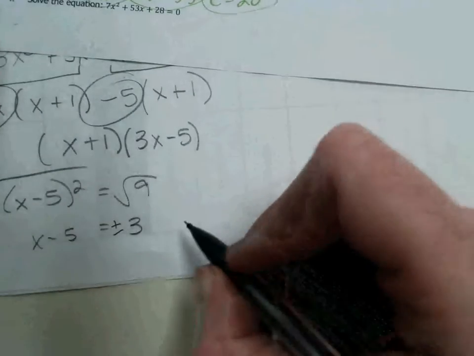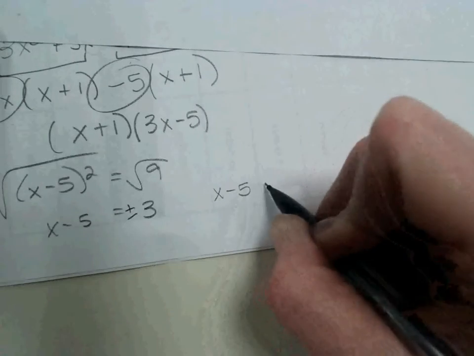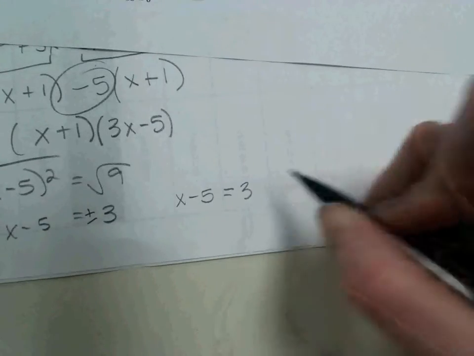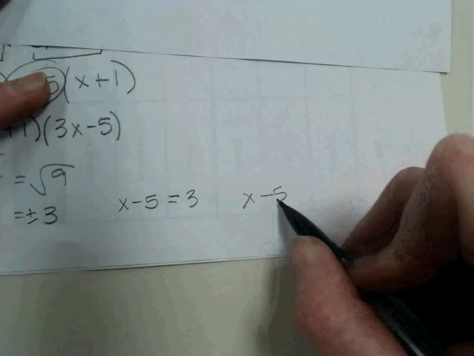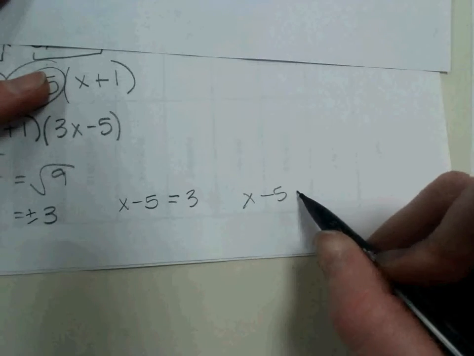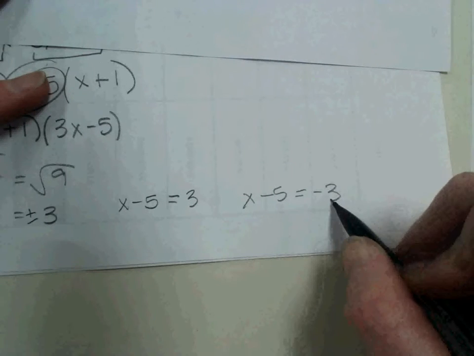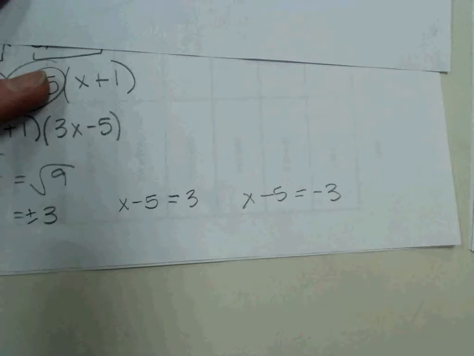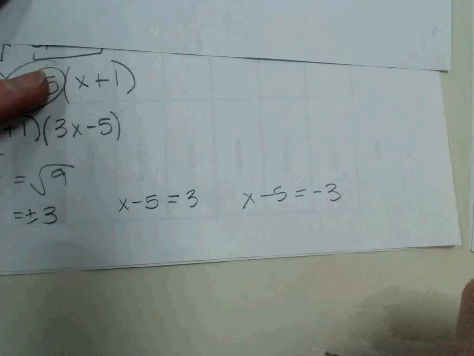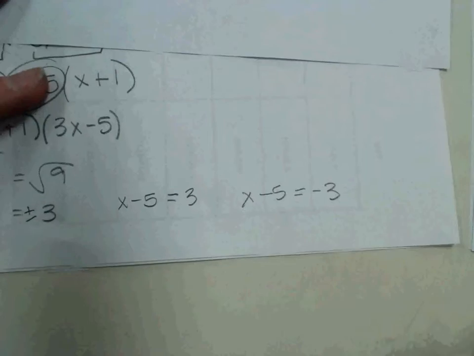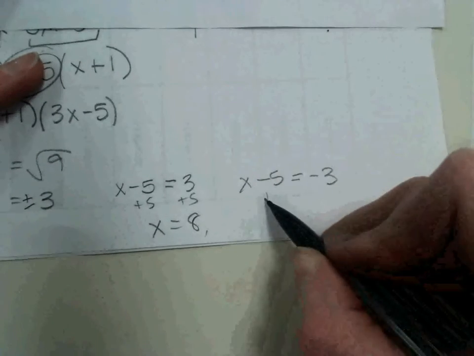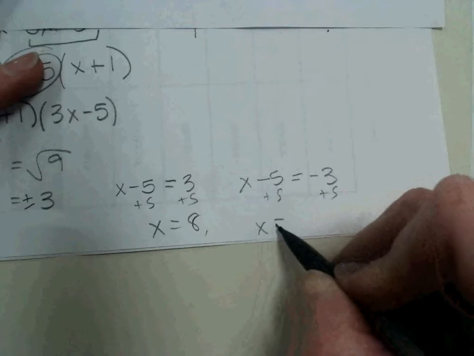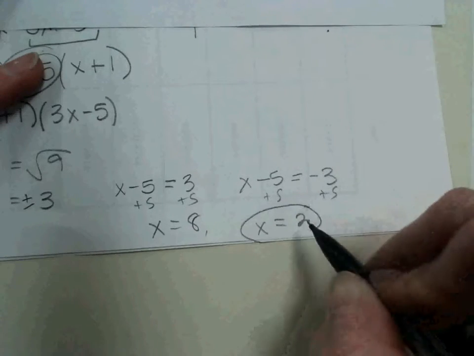And then, I think this is how Mrs. Graham did it. Make it into two equations. So x minus 5 equals 3, and x minus 5 equals negative 3. Right? Two different answers. Two entirely different answers. You have to solve both of them. By adding 5 to both sides, so we get x equals 8. Adding 5 to both sides, we get x equals 2.